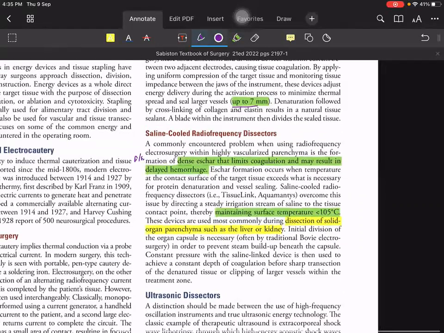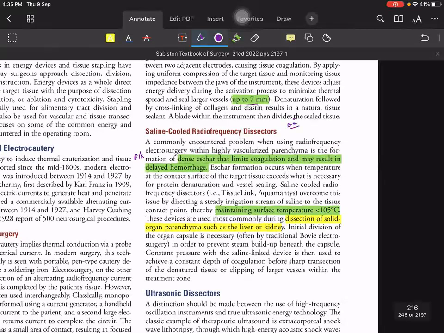And one more is called saline cooled radio frequency dissector. It's using radio frequency only. But the disadvantage of this dissector is it will cause dense eschar that limits the coagulation and may result in delayed hemorrhage. So expected MCQ: what is the most common complication of saline cooled radio frequency dissectors? Delayed hemorrhage.